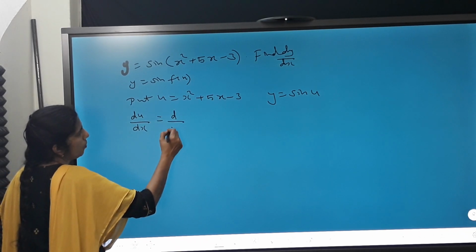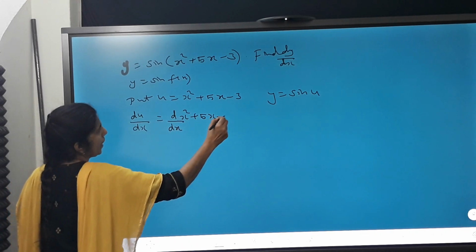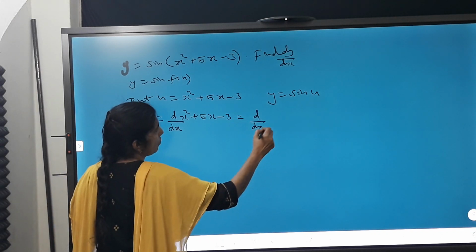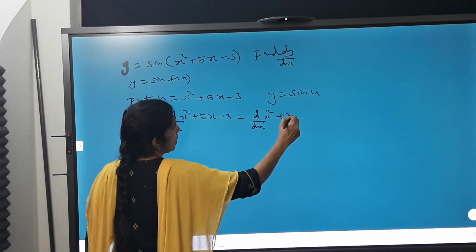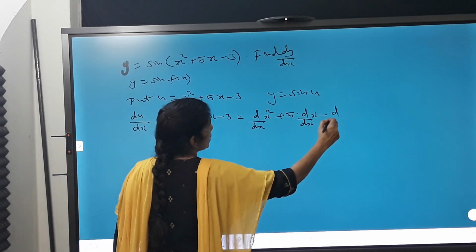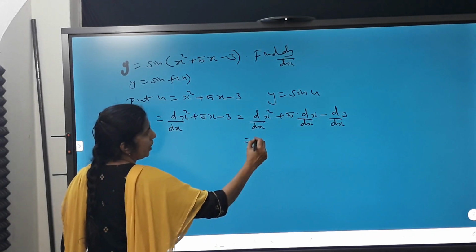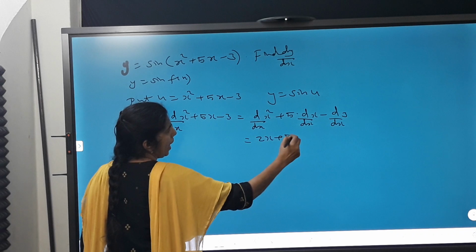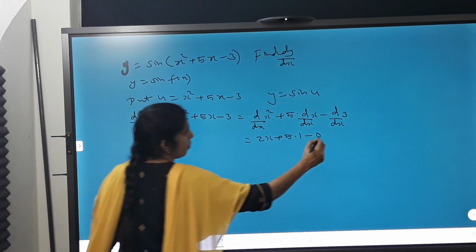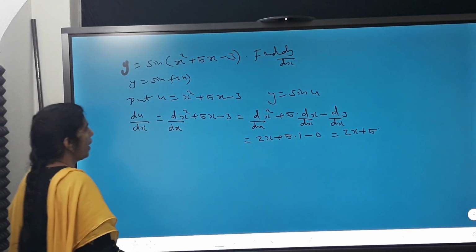Du by dx equal to d by dx of x square plus 5x minus 3, that is equal to d by dx of x square plus 5 into d by dx of x minus d by dx of 3. d by dx of x square is 2x and d by dx of x is 1. Derivative of a constant is 0. So this we get as 2x plus 5.